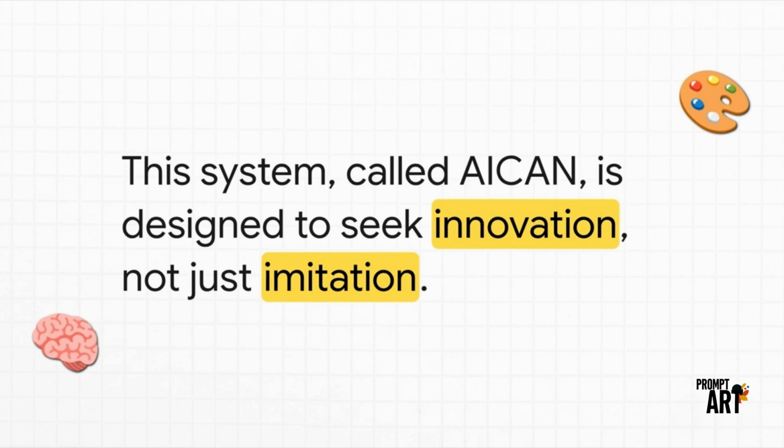And the result of this whole setup is a system called AI CAN. Its entire purpose is to seek out innovation, not just imitation. It's built to create original stuff by playing this game of following the rules while also breaking them. But the real test is, is the art any good? Could it actually pass for something a human made?